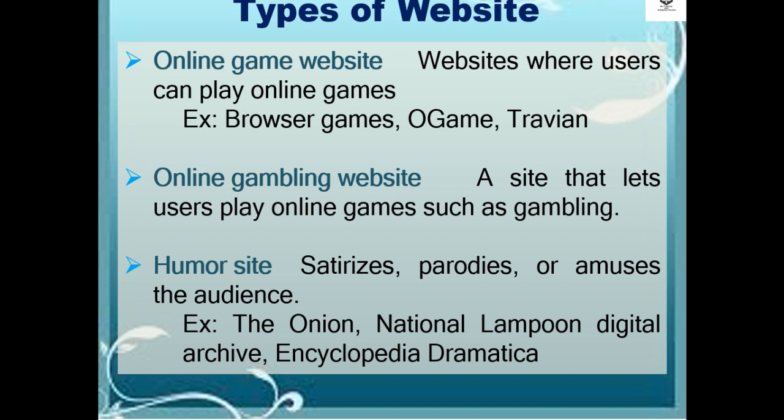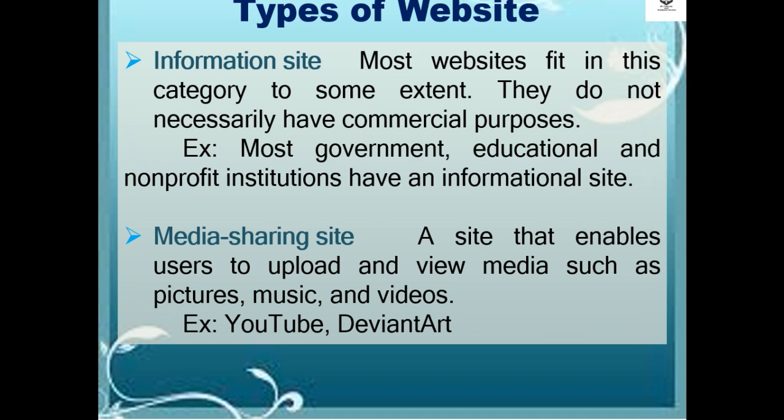Humor site, satirizes, parodies, or amuses the audience. Example, The Onion, National Lampoon Digital Archive, and Encyclopedia Dramatica. Another type of website is the information site, wherein most websites fit in this category to some extent. They do not necessarily have commercial purposes. Examples are most government, educational, and non-profit institutions have an informational site.